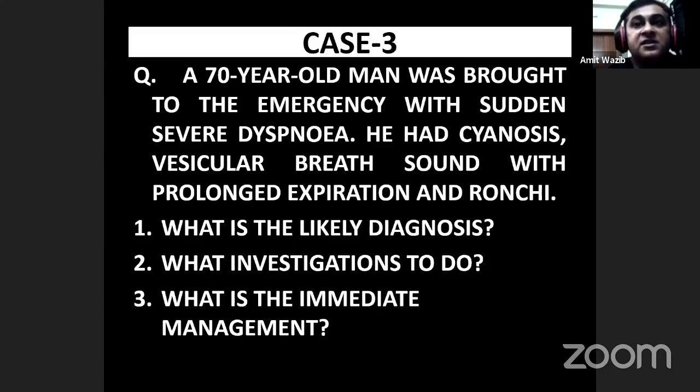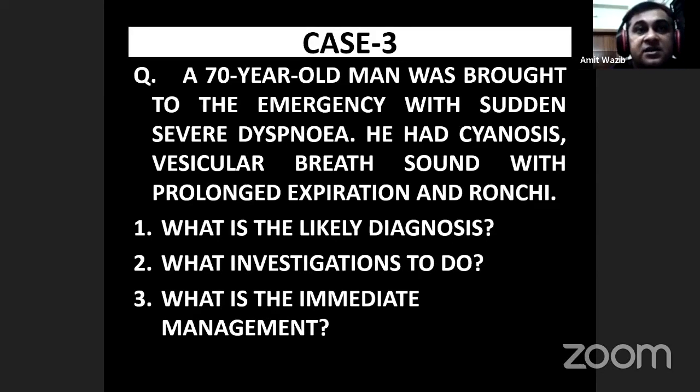So we have another case now. There is a very elderly person, a 70-year-old man, brought to the emergency. So it is an emergency condition with sudden severe dyspnea. He had cyanosis, vesicular breath sound with prolonged expiration, and rhonchi. So what is the likely diagnosis? What investigation will you do, and what is the emergency management?